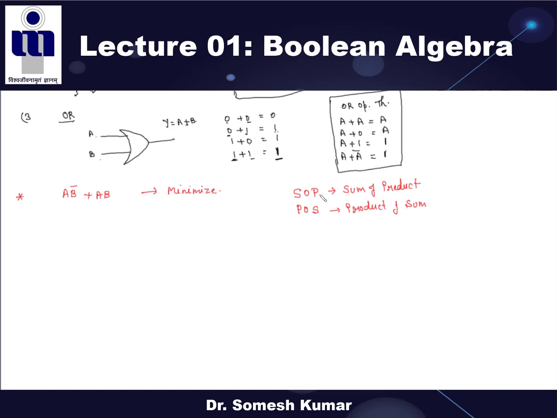So this is the SOP form, sum of product, right? So this is one product term, this is the second product term, and the sum of these product terms is your SOP form, right? In the product of sum form, there are two sum terms, for example this and this, right? So the product of these is your POS form, right?